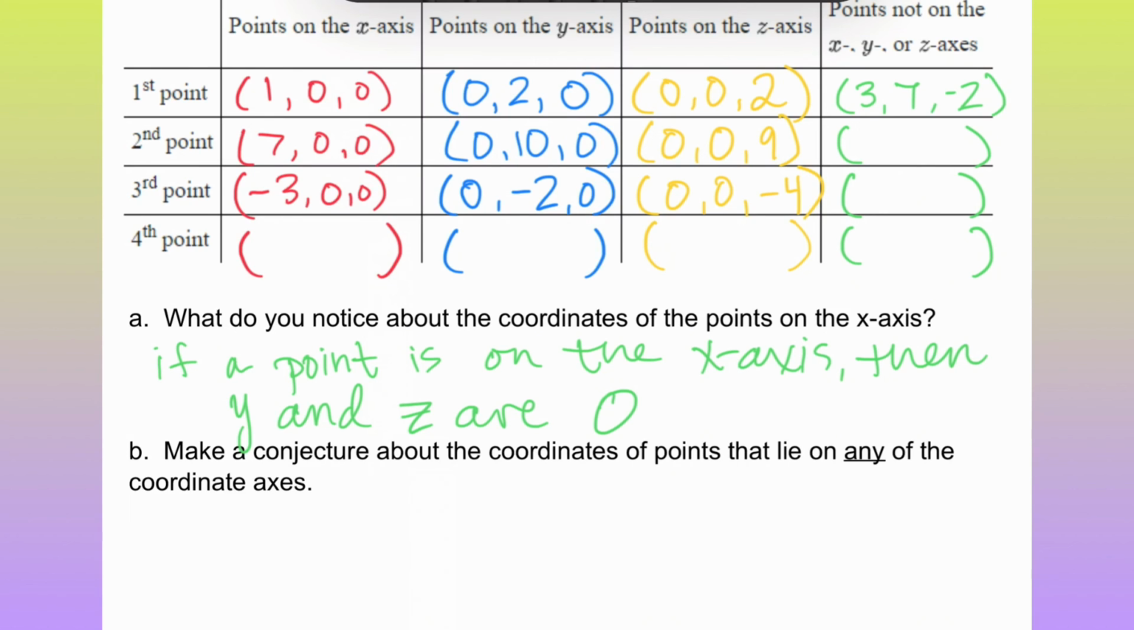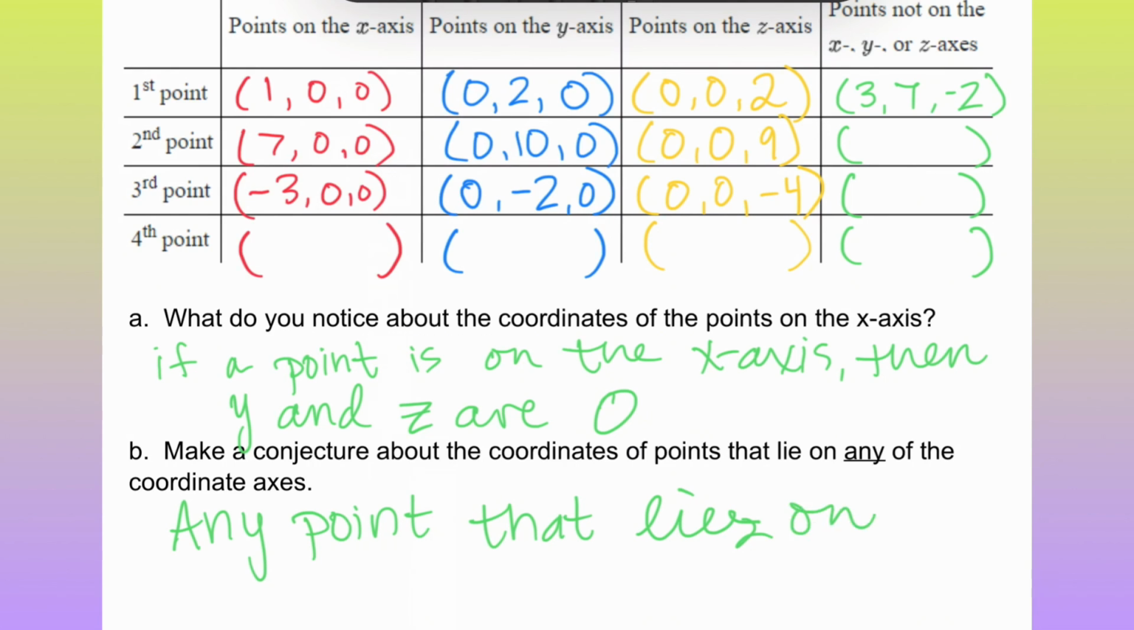And making a conjecture just in general. So we've written about the x-axis, now I want you to write it for any axis. And I'll give you the first half. Any point that lies on an axis, dot, dot, dot.